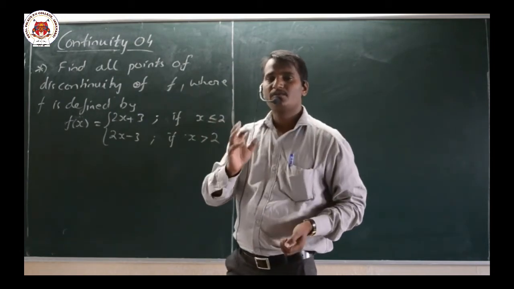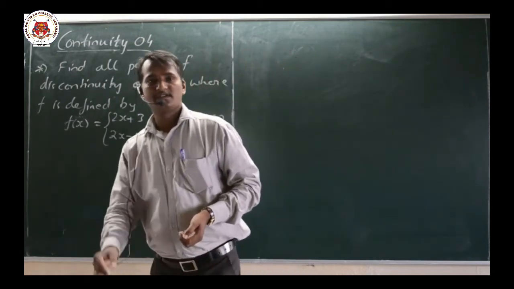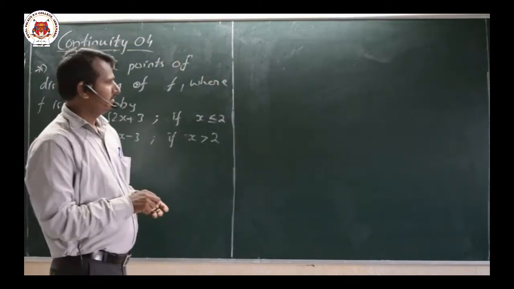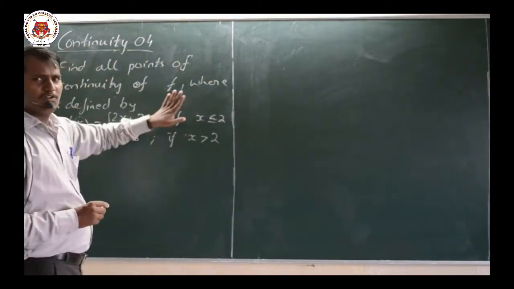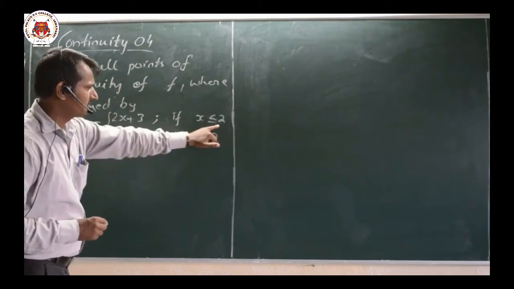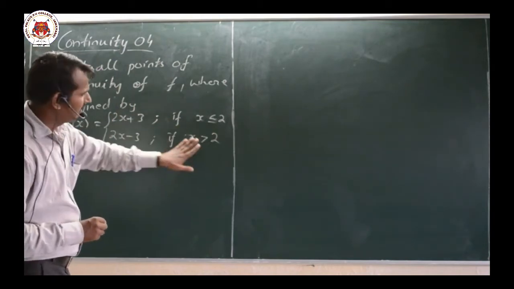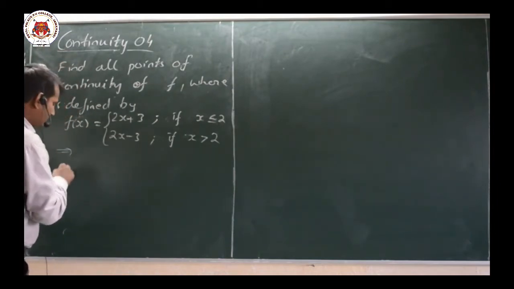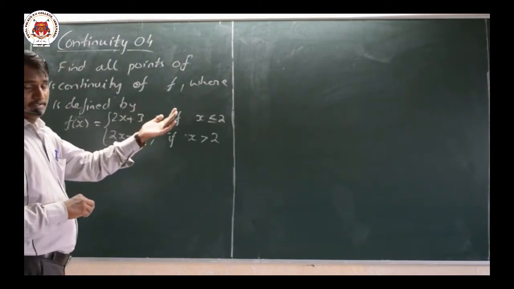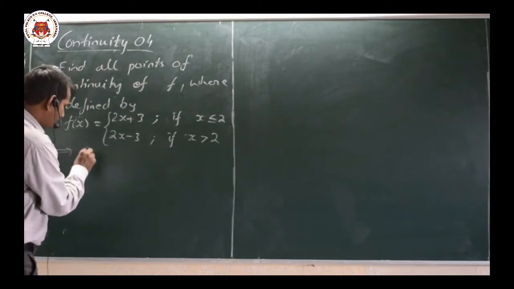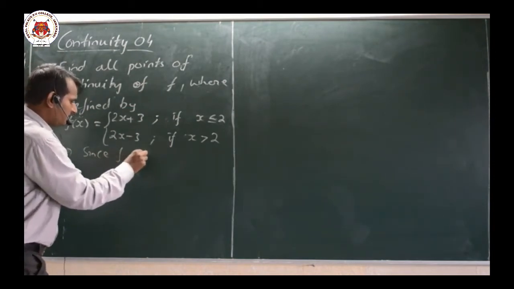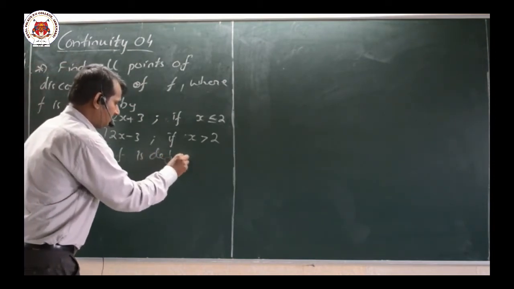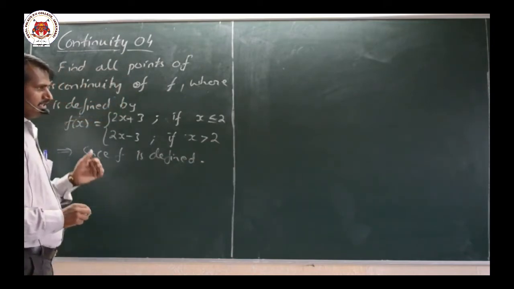Now how do we solve this particular problem? It is a very simple example. Here, f is defined for x less than or equal to 2, and it is also defined separately for x greater than 2. Whether it is continuous or discontinuous, it is defined here. Since f is defined, we shall take 3 cases.